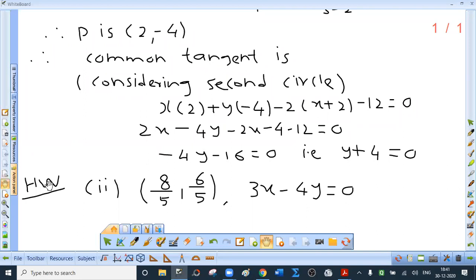Second sum is similar. It is for homework. This is the common point and this is the common tangent.